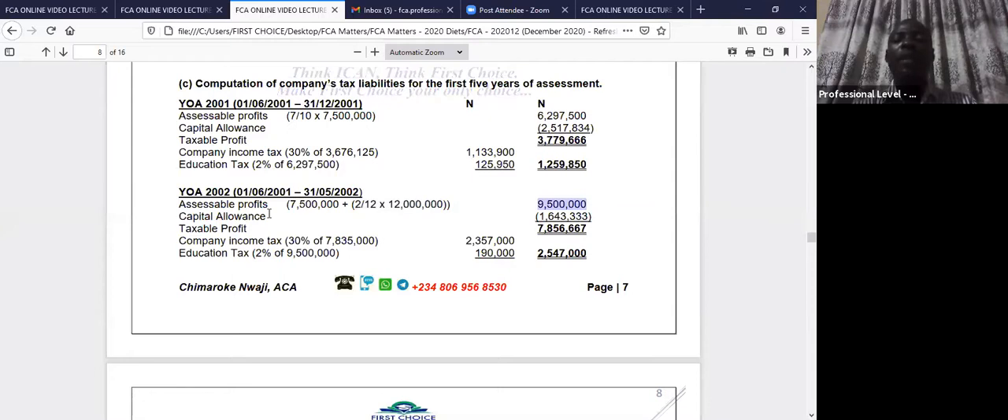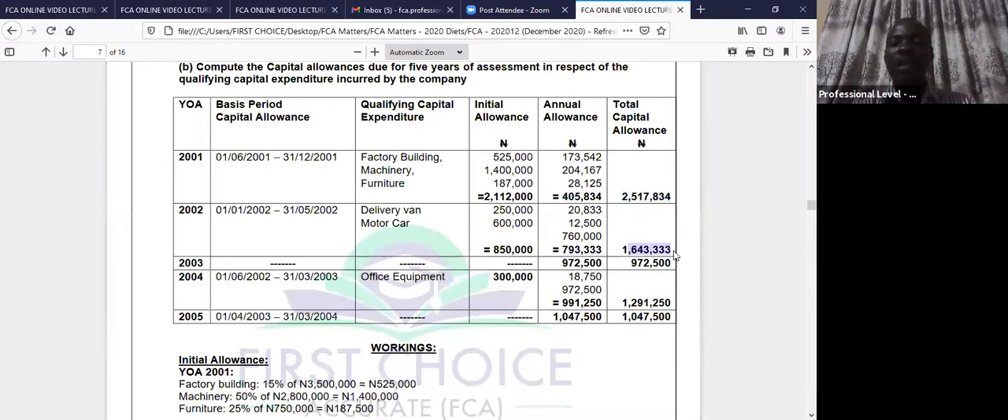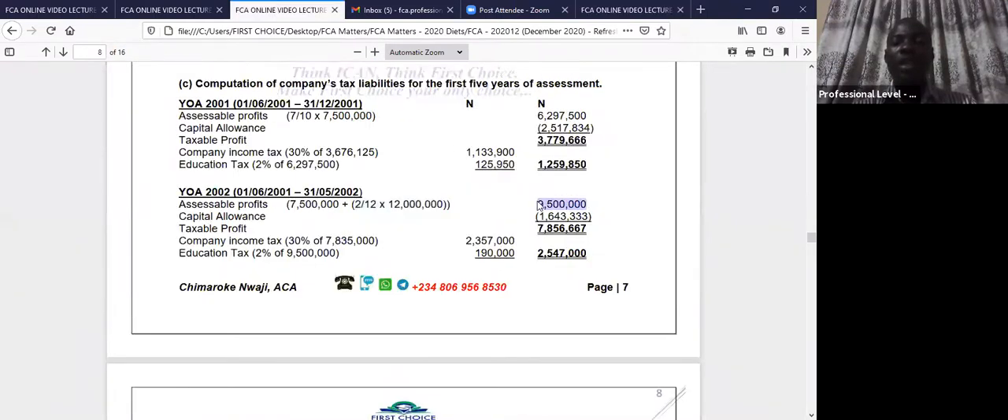Now, capital allowance. The capital allowance is this figure here, and that's what I took here. When you less it from your assessable profit, you have your taxable profit here. It is from this you find 30% of it, and you get this figure. Then go back to your assessable profit and look for 2% of it. You have your education tax. So simple. When you add these two taxes together, you have this figure. So simple for year 2.